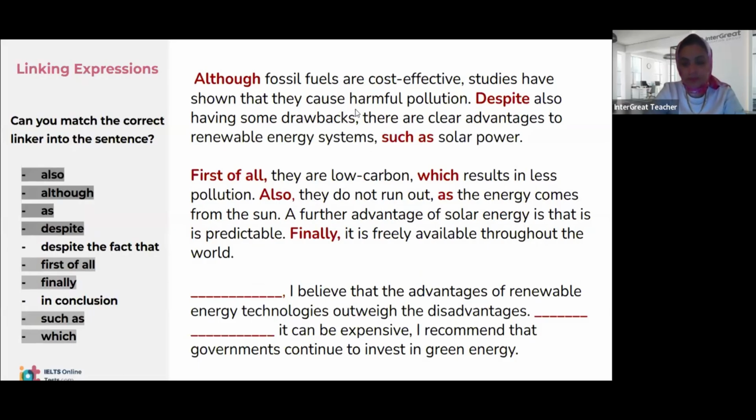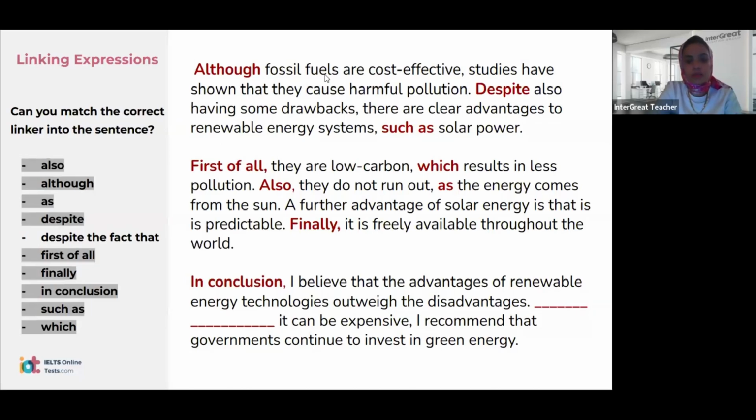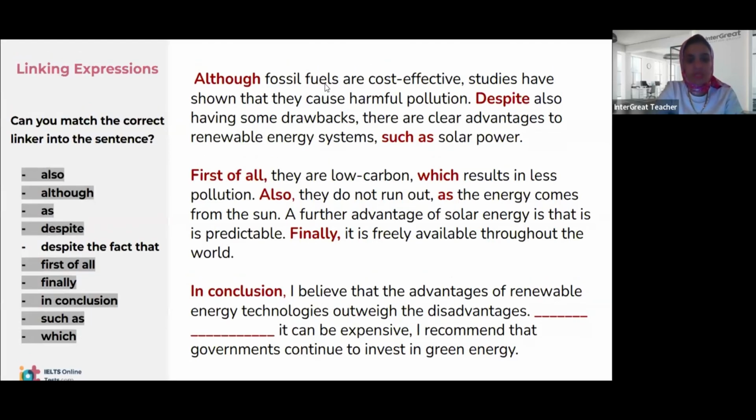Okay. We move to the next one. Yeah, here to be in conclusion. The advantages of renewable energy technologies outweigh the disadvantages. The last one, what do you think it is? Despite the fact that is the same as although and though, even though. Same meaning, same structure. Okay.